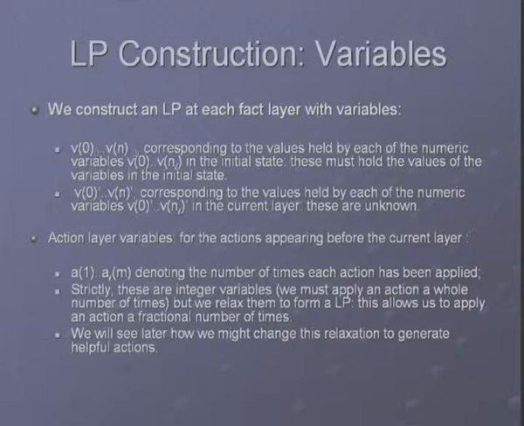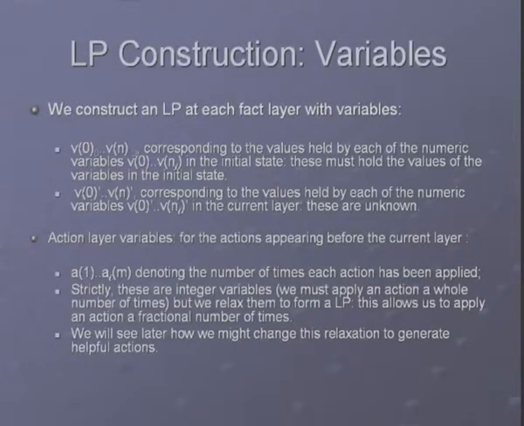We have action layer variables. So for all actions that appear before the current fact layer, so if it doesn't appear in the RPG, we don't put it in the LP. It's not appeared yet in the RPG. So A1 to AM for every action that appears before the current fact layer, telling us the number of times the action's been applied.